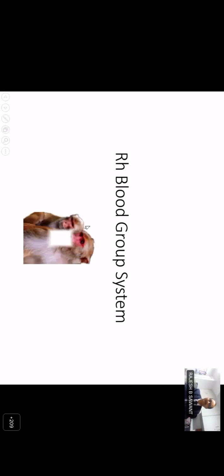So a little bit of background again about the RH blood group system. As we know, after the ABO system, this is the second most important system, right? This revolves around the presence or absence of the D antigen, which is present on chromosome number 6, and this follows the autosomal dominant inheritance pattern.